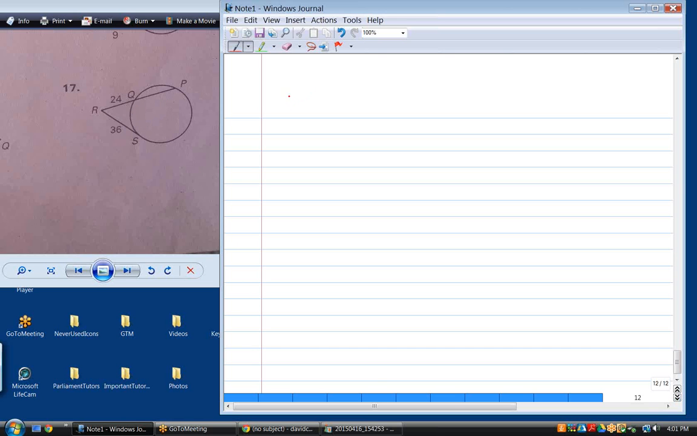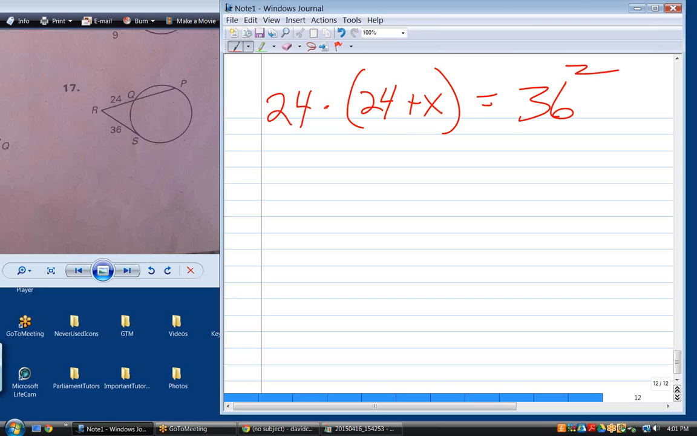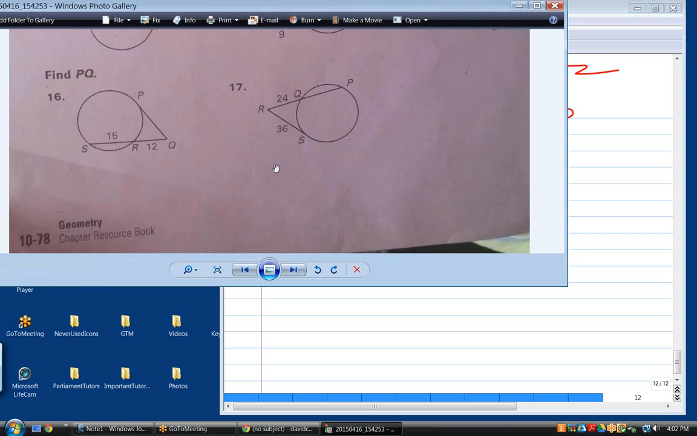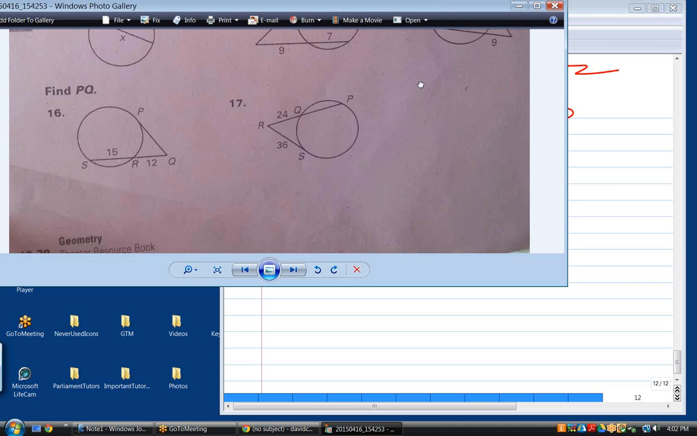What's the equation here? 24 times the quantity 24 plus x equals 36 times 36. Yeah, 36 squared. That's fine to just leave it like that. If I was testing your arithmetic, we'd want to take these to the end and make sure you come up with the right x, but I'm confident that you know how to do the arithmetic once we get it set up.